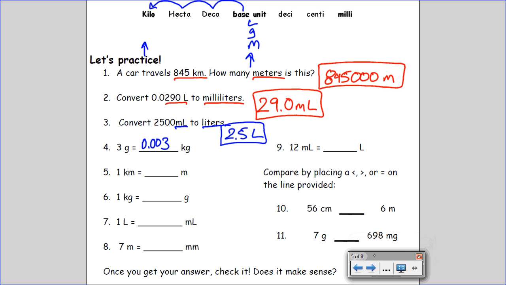In these last two, 10 and 11, you're just going to be doing a comparison. So basically you have to do the conversion of the units, from grams to milligrams, centimeters to meters, and then decide which one is larger or if they are equal. Is 56 centimeters larger or smaller than 6 meters, etc. So pause the video at this point to do this practice, because the next couple slides I'm going to show you how to do unit conversion using fractions.